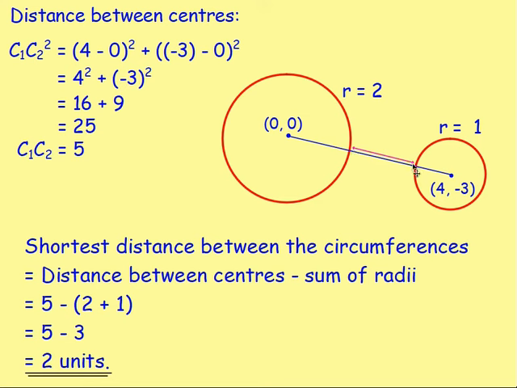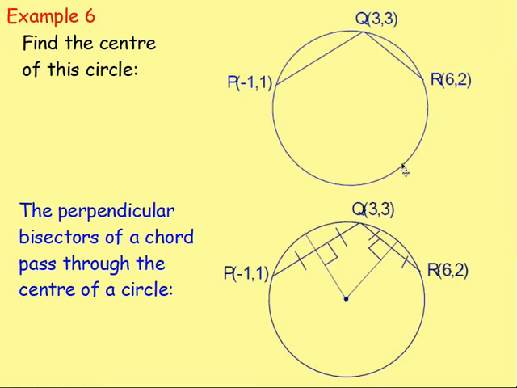Here we wanted the shortest distance between them, and if we want to know that distance, well, we need to know the distance between these 2 points. So distance formula, 4 take away 0 all squared plus -3 take 0 all squared. It gives a distance of 5 between the 2 centres, and then you can take away the 2 radii, meaning we would have 2 units for the distance between them.